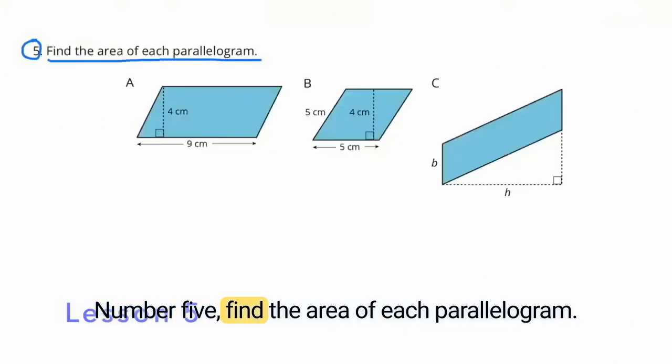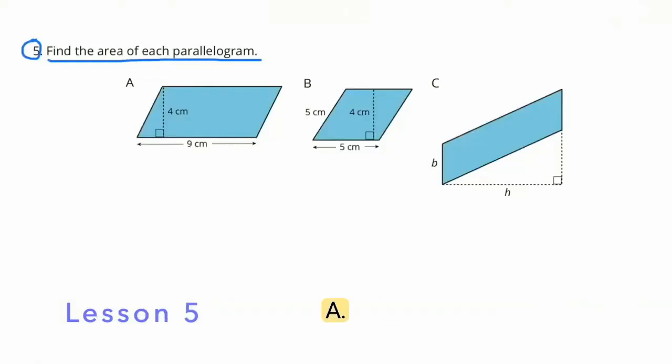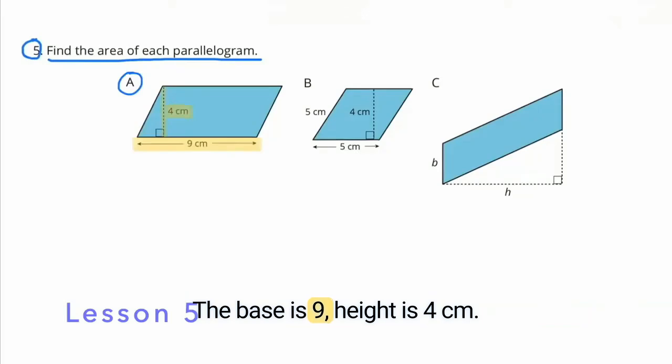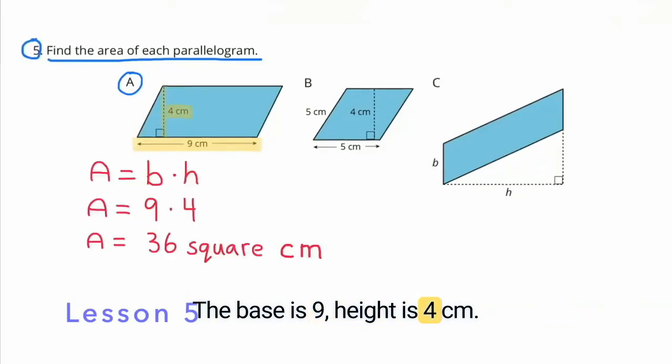Number 5. Find the area of each parallelogram. A. The base is 9 centimeters and the height is 4 centimeters, so 9 times 4 is 36. The area would be 36 square centimeters.